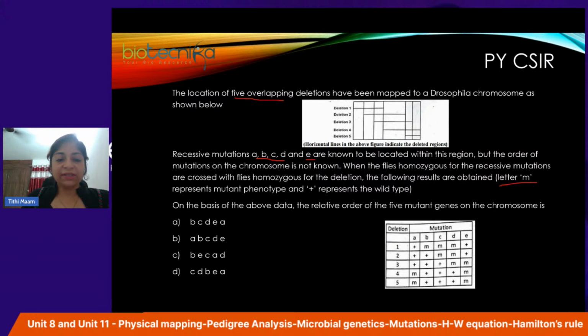Letter M represents mutant phenotype, plus represents wild type phenotype. On the basis of the above data, what is the relative order of the five mutant genes on the chromosome?